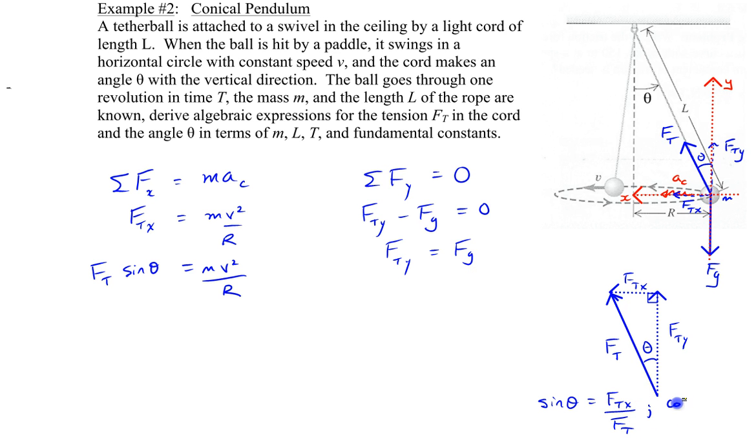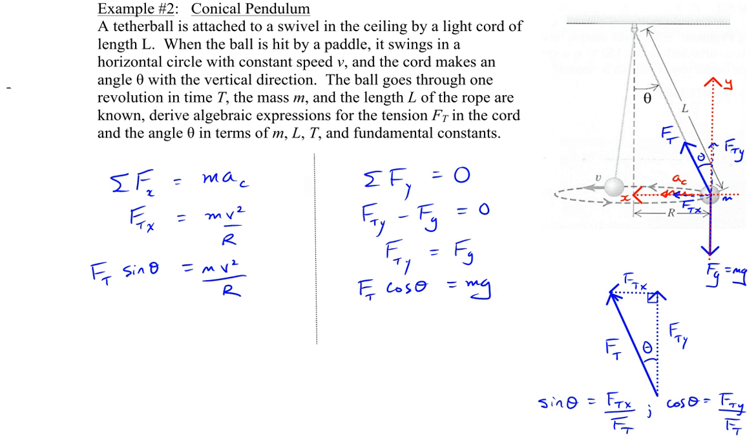We would use cosine of theta, which is the adjacent side, FTy, divided by the hypotenuse, which is FT. And so we can get FTy, which is really the tension multiplied by cosine theta. And this is equal to Fg, which is really just mg. That's the weight, mass times the acceleration due to gravity.